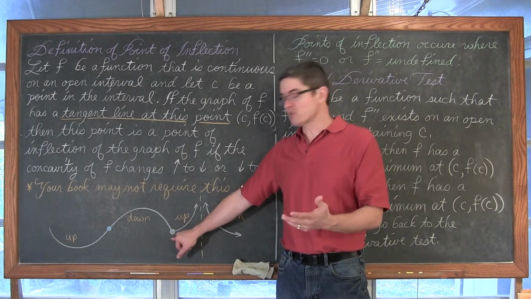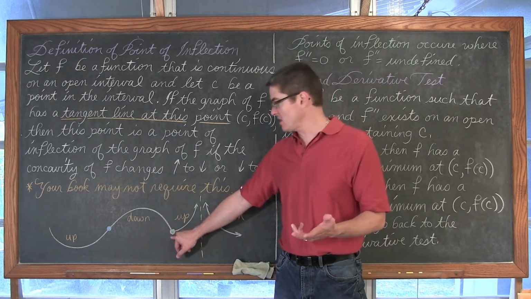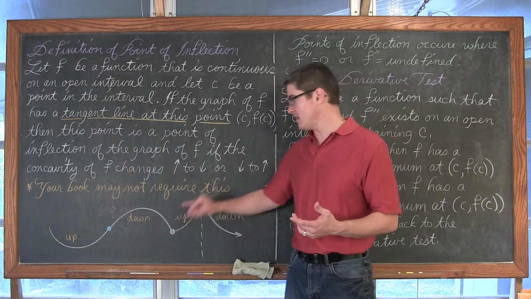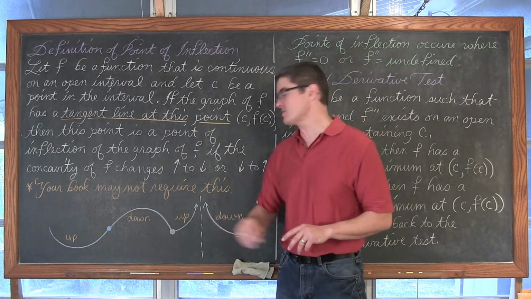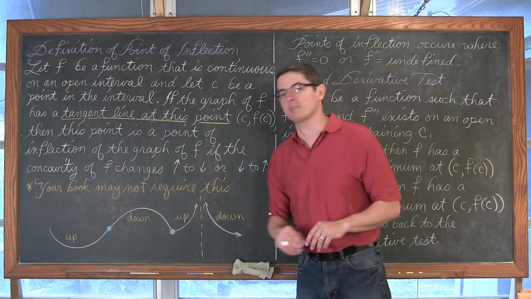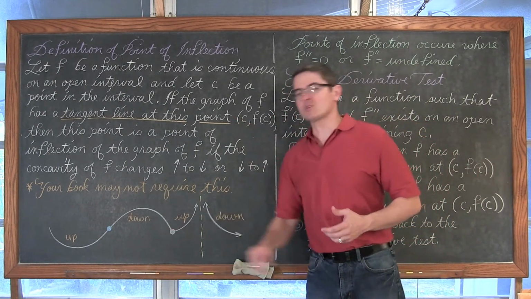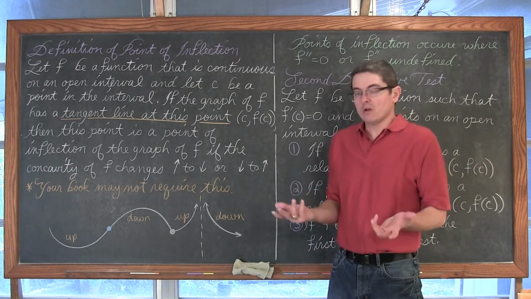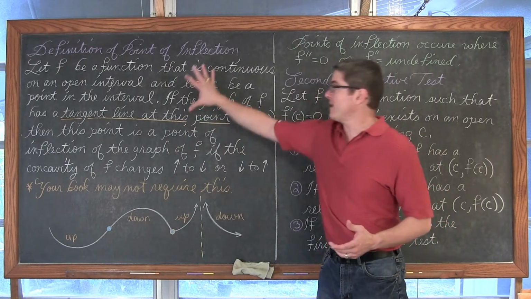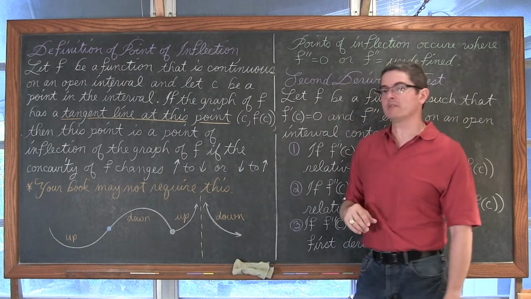But some books would say this function is continuous here, it is concave down to the left, concave up to the right, thus this is also a point of inflection at that sharp bend. Remember, you don't have a tangent line at a sharp bend. So this point would fail my particular book's definition of point of inflection.